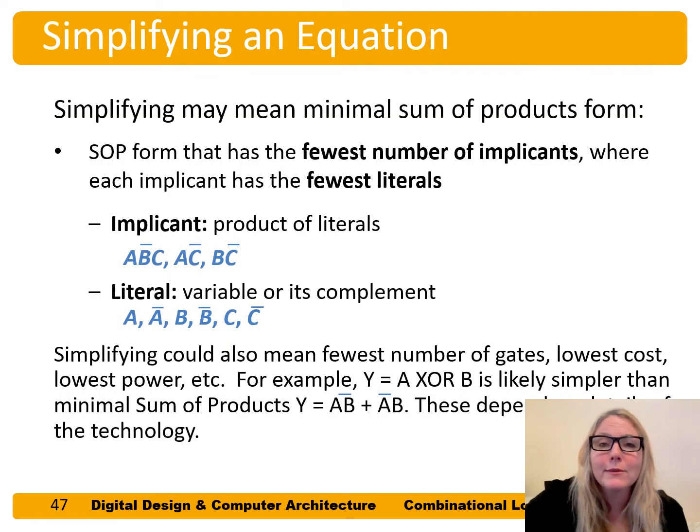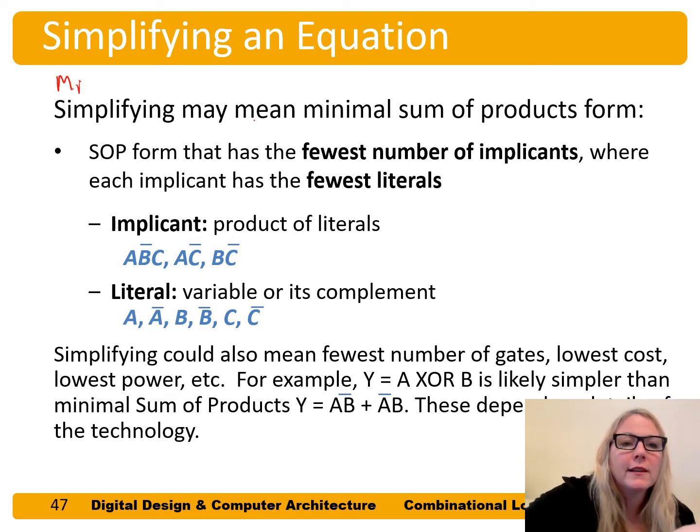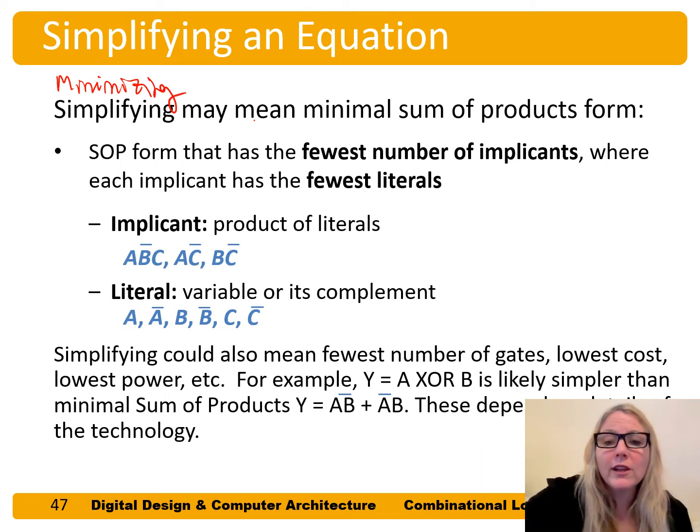One of the main reasons that we use Boolean algebra is to simplify equations, or in other words, reduce them to a minimum number of terms. Most typically, when we talk about simplifying or minimizing equations, those terms mean the same thing. By minimize or simplify, we mean to reduce an equation to the minimal sum of products form, or a minimal SOP form.